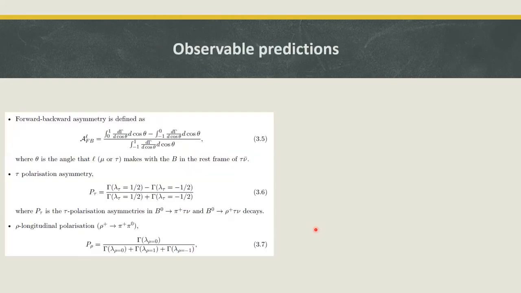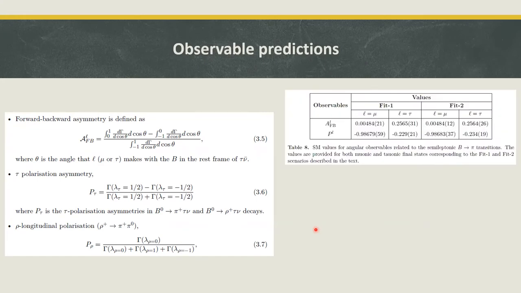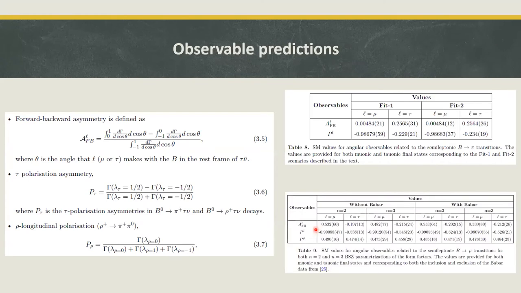These are the main results in the NP part. And finally, to conclude, I would also like to present a few asymmetric and polarization observables that we predicted in our paper for B2pi and for B2rho. Thank you. That will be all for my side.